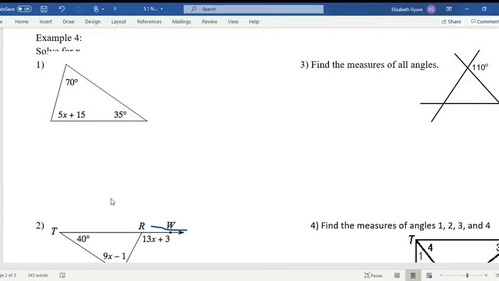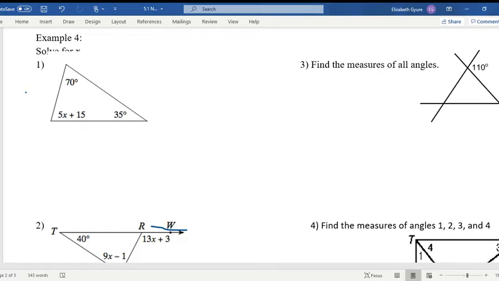All right, number 1. We want to solve for x. We have a triangle. In this triangle, all of our interior angles are labeled. We got a 70-degree angle, a 35-degree angle, and a 5x plus 15-degree angle. Any ideas on how we could set up an equation for number 1? Mark.